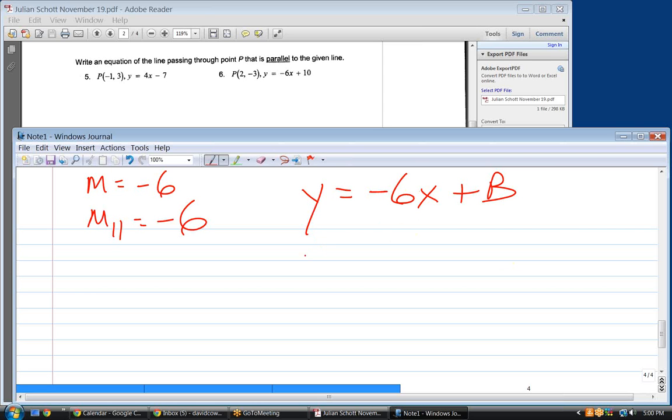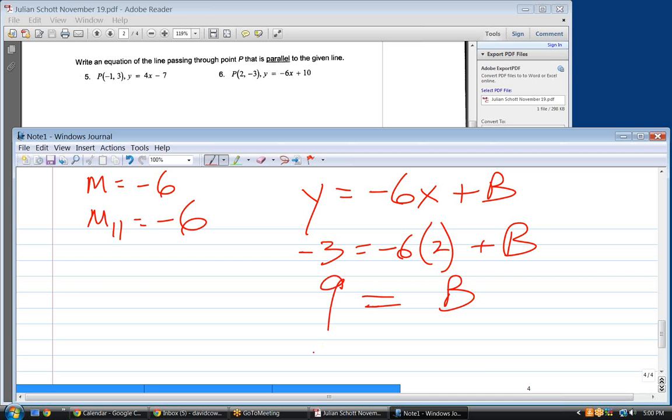So what next? You've got to plug in the point. So -3 equals -6 times 2 plus b. Solve for b. b is positive 9. Good. So I'll just go back and erase that and put in a 9, and there's my answer.